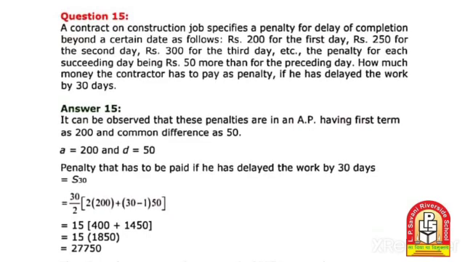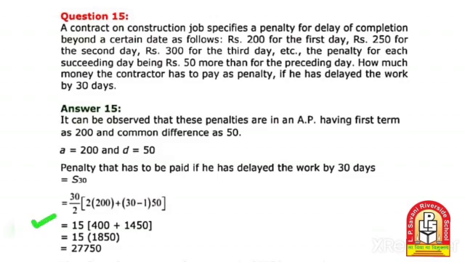Here, same example, question number 15. I repeat it because it is an important example for the board examination. So a is equal to 200, d is equal to 50. The penalty paid is for 30 days, so here we take 50 as the penalty increase. Each preceding day has an added penalty, so d is equal to 50.